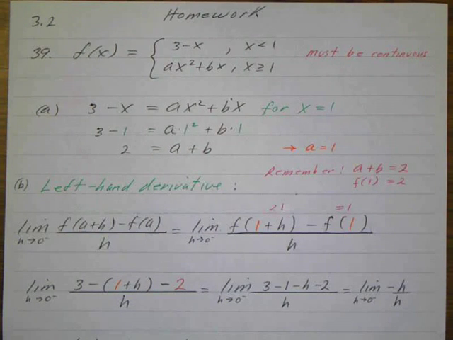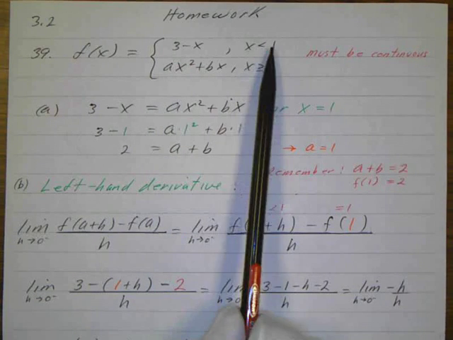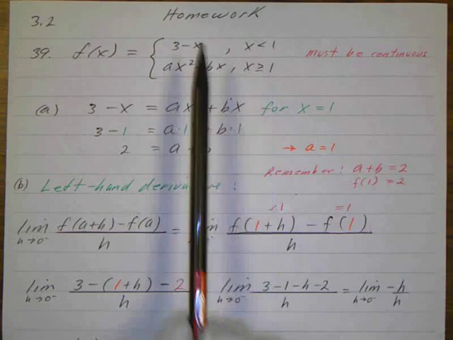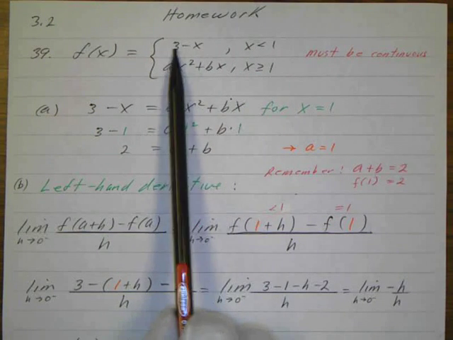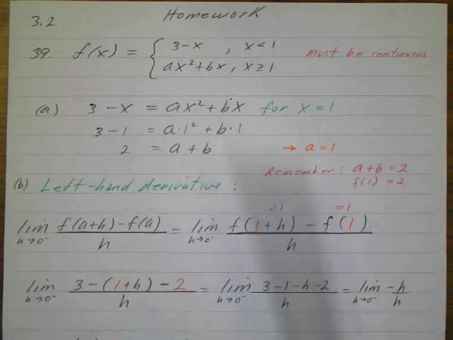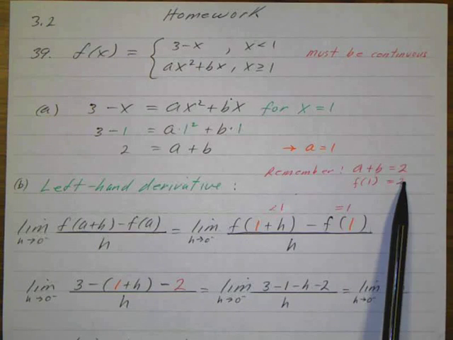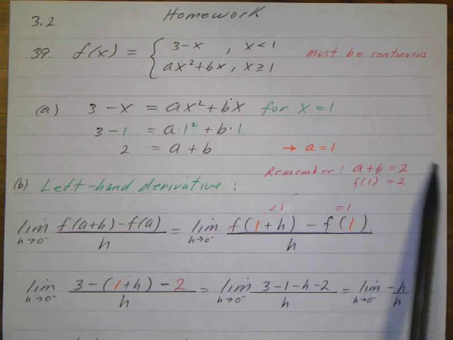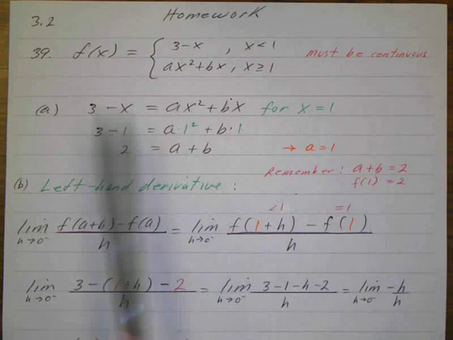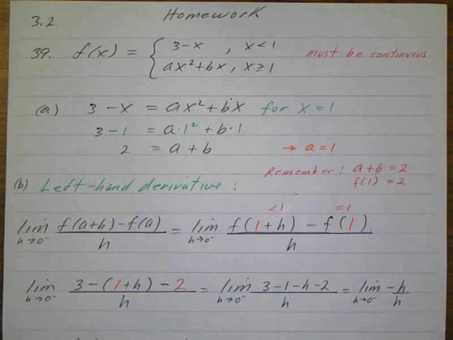Now letter B: find the unique values for a and b that will make f both continuous and differentiable. So we're assuming now that it's continuous. That means at x equals 1, these have got to have the same height. So 3 minus 1 is 2, so f of 1 must be 2, and we also know that a plus b is 2. We have these facts from the A part to assure continuity.